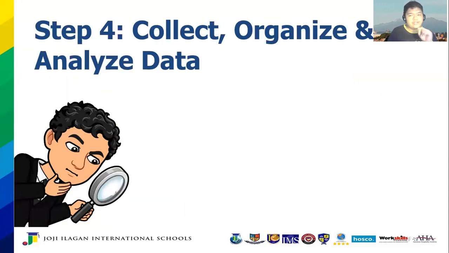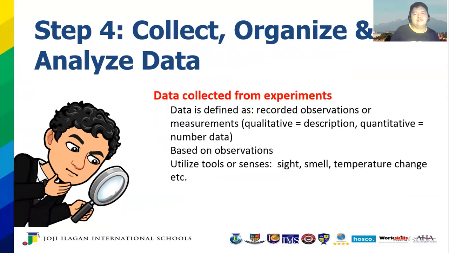And this is where step 4 comes in. Collection, organizing, and analyzing data. So what are these data you collect from your experiments? Data is defined as recorded observations or measurements. Or what we say in computer science, it's unprocessed information. It's unprocessed things, no? What you have observed, that's your data. It's raw. It hasn't been put into treatment using statistical analysis. Yun na yung kinuha mo, that is your data.